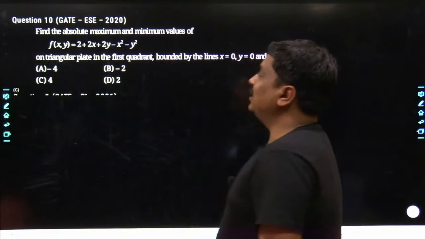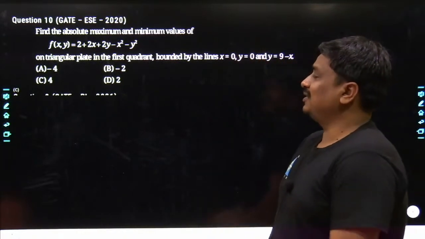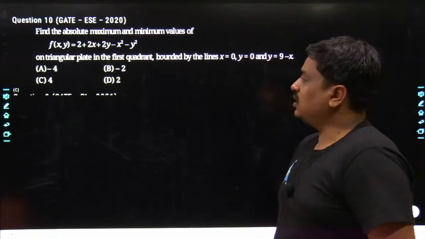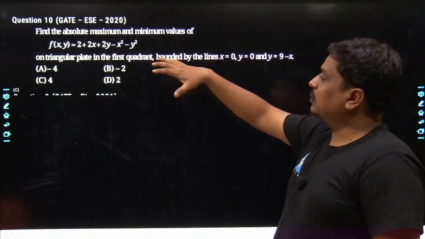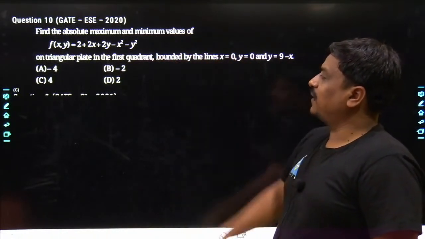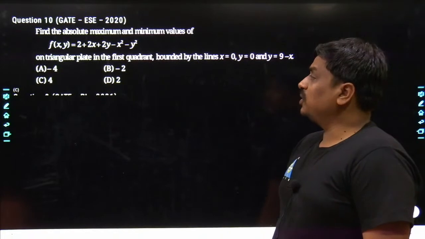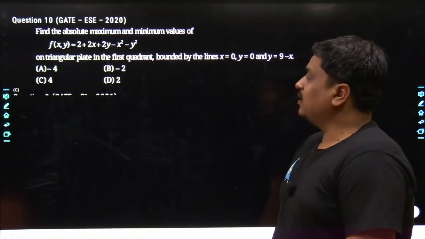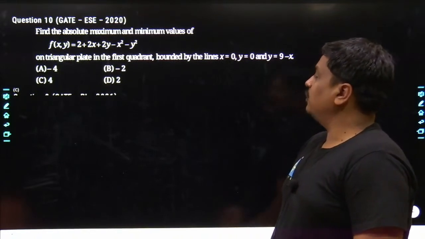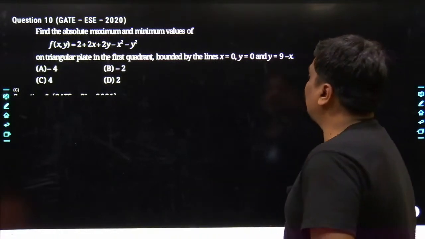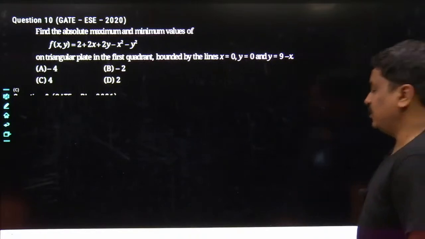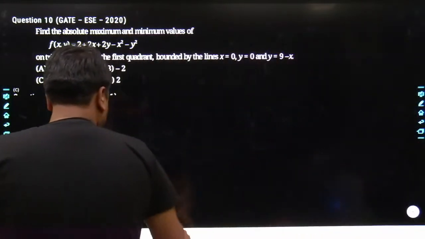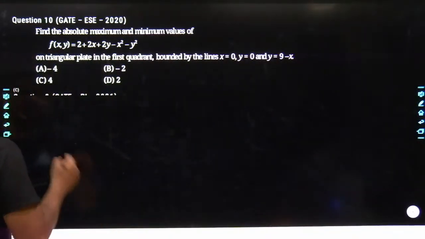This problem appeared in the GATE Engineering Services Examination of the year 2020. The problem is: find the absolute maximum and minimum value of f of x, y equals 2 plus 2x plus 2y minus x square minus y square on the triangular plate in the first quadrant bounded by the lines x equals 0, y equals 0, y equals 9 minus x. Anyways, for better understanding, at the very beginning let me start with the solution.